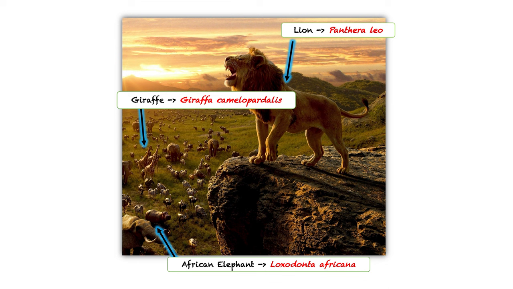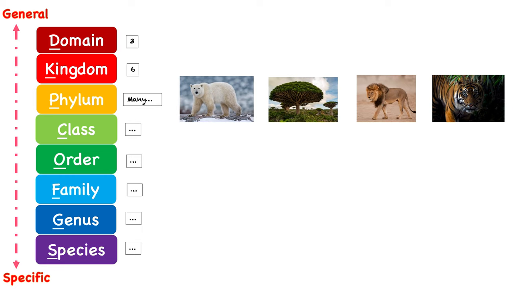Okay, now this will make sense for you. So we just talked about genus and species. Species was very specific and genus was more general. So guess what? There's even a category more general than genus, it's called family. And even more general than family is called order, and even more general than order is called class. And then phylum and kingdom and domain. This is the most broad category.